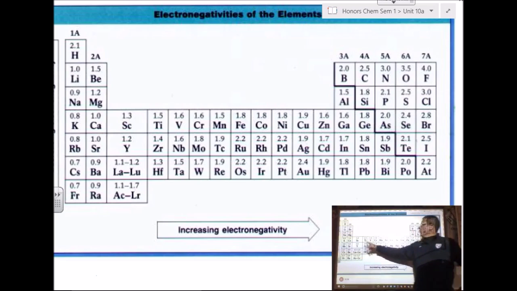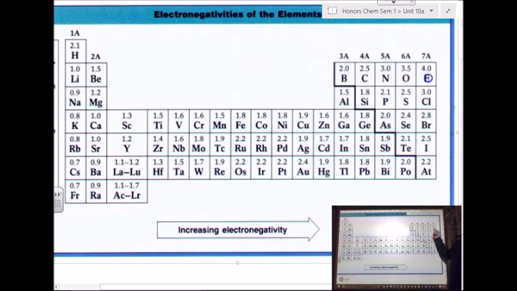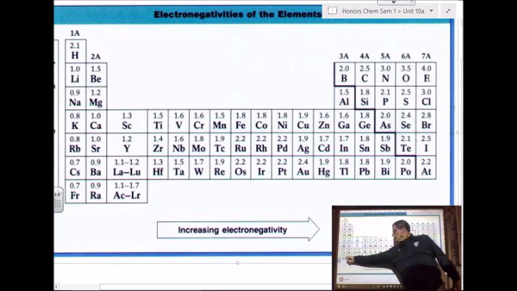So the trend is, and you don't have to know this, as we go left to right, the electronegative values go up. As we go down, they go down as well. Because again, you're getting bigger and bigger, and so they don't want those electrons as much. So fluorine is the greatest, where francium is the lowest.